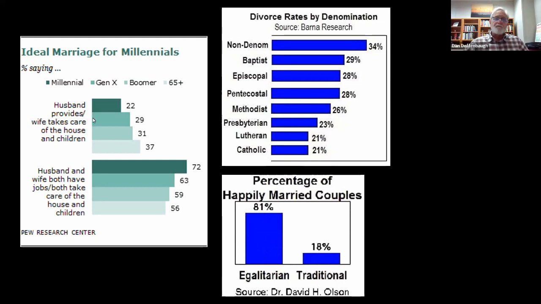Up above, the model where the husband provides and the wife takes care of the children. Among the 65 plus people, 37% believe that to be true. By the time you get to the millennials, only 22% of the millennials believe that these traditional roles of husband provider and woman caretaker hold anymore. So this is a slip.